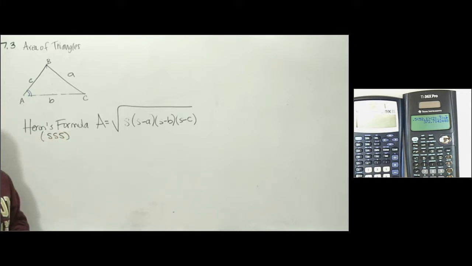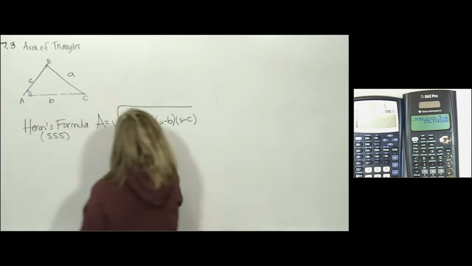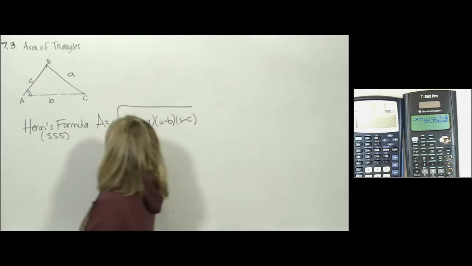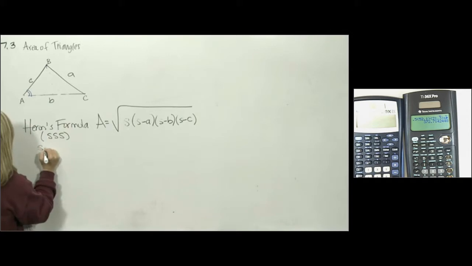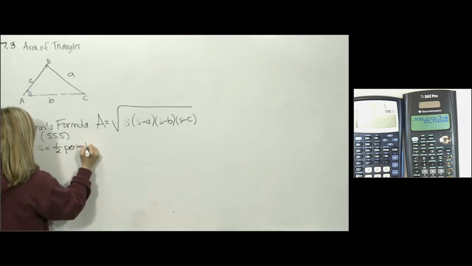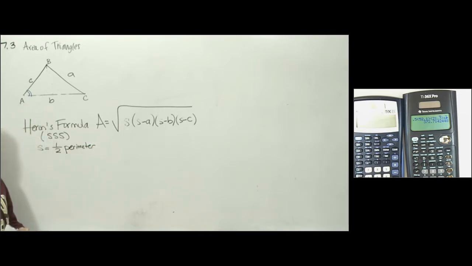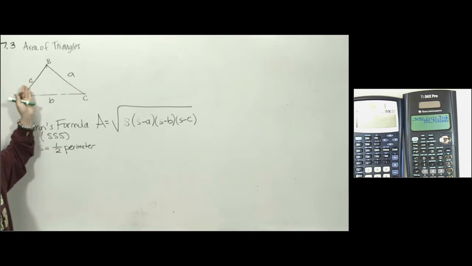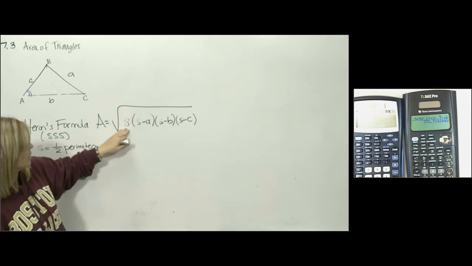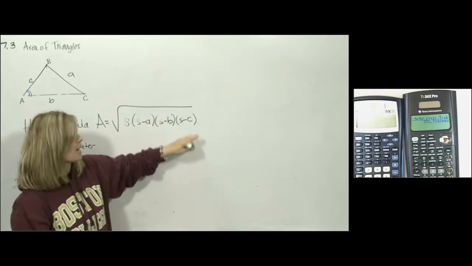Side, side, side. Now in this formula, there is the letter S. So I've got to give you the definition of what S is. In Heron's formula, S is half the perimeter. What does perimeter mean? Perimeter means to add up the three sides. So if you know the three sides, you can add them up, get half of that. That would be your S number. And then you'd put your three sides in.